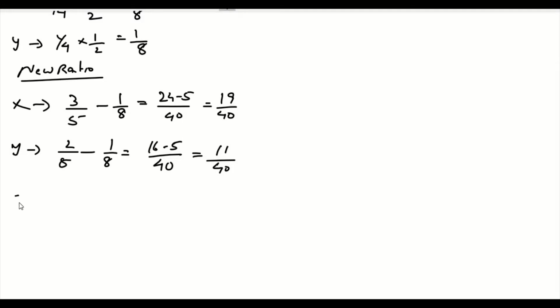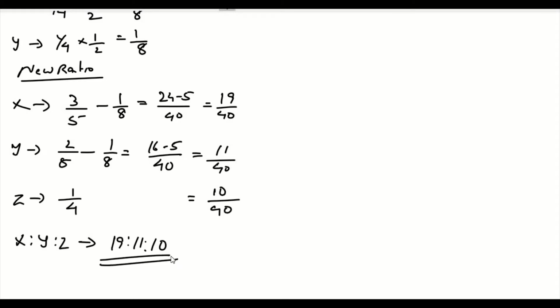Then we have Z. It's given in the question that his share is 1/4. If I wanted to keep the same denominator, it's going to be 10/40. So the new profit sharing ratio between X, Y, Z in this scenario is 19:11:10. Okay, now the third scenario, if he acquires his share in the ratio of 2:3 from existing partners.